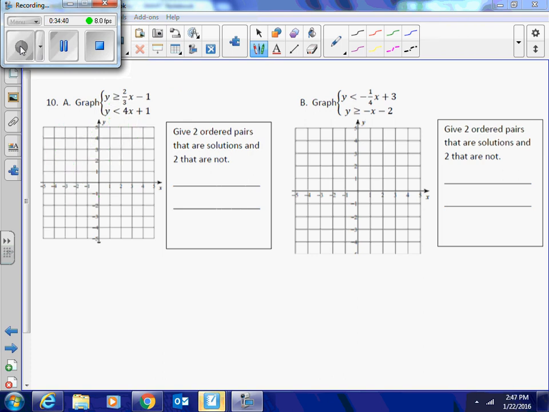Okay, I'm going to start this one again. I've got a y-intercept on the first one of -1 and a slope of positive 2/3. I will rise 2 and run 3, fall 2 and run backwards 3. Connect that with a solid line because it is equal to, and again, because y is greater than, we are shading above the line.